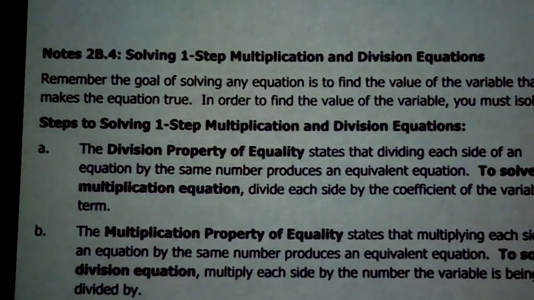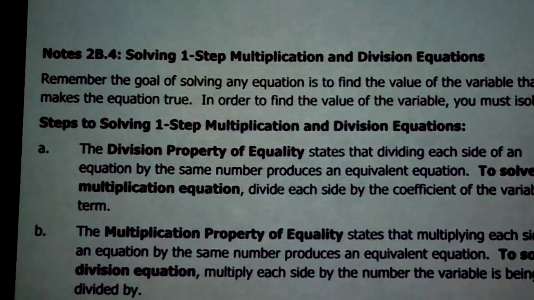So in 2B3, we learned how to solve one-step addition and subtraction equations. So I'll just say one-step addition equations. The way you solve multiplication and division equations still takes one step. That's why it's called a one-step equation. However, the way that we do it is different because addition is different than multiplication and division. So our goal is still the same. We want to figure out the value of the variable that makes the equation true. And in order to find the value of the variable, you do have to get it by itself.